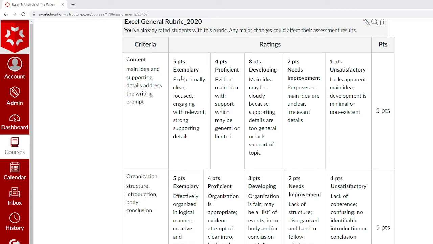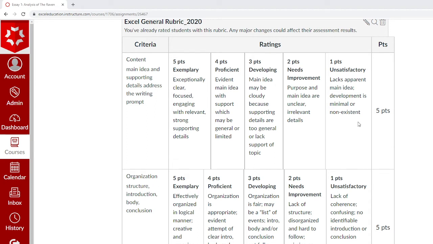So you can score the highest if you look at the wording here. It says exceptionally clear, focused, engaging with relevant, strong supporting details. That means it was on topic, it was clear, it was interesting to read. And then we go to the other end of the rubric. It lacks a main idea, meaning it's just all over the board, and development is minimal or non-existent.